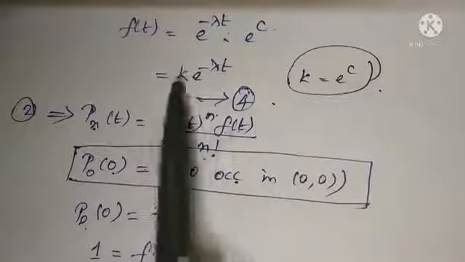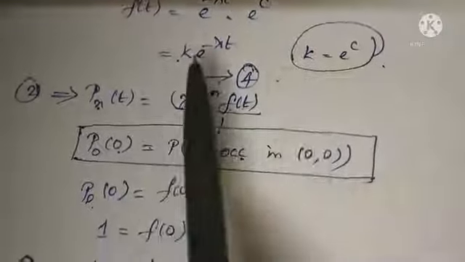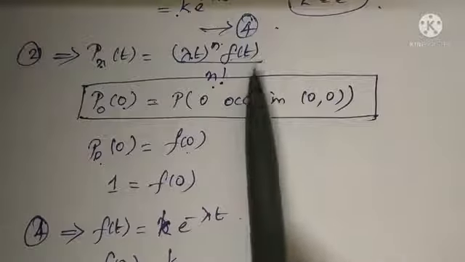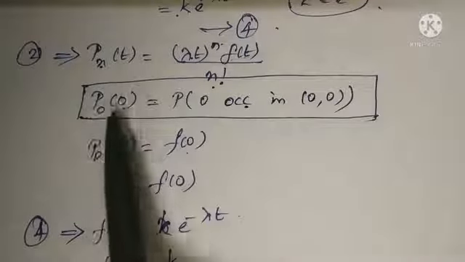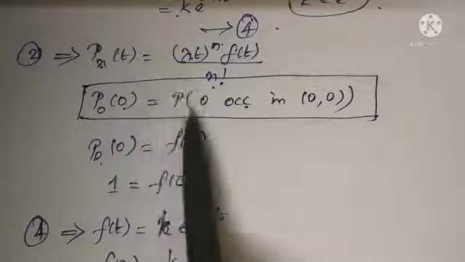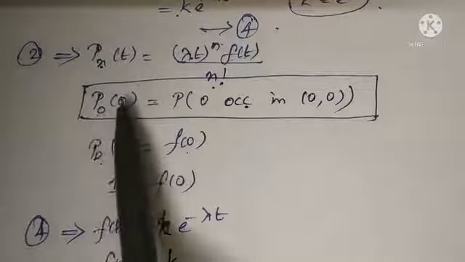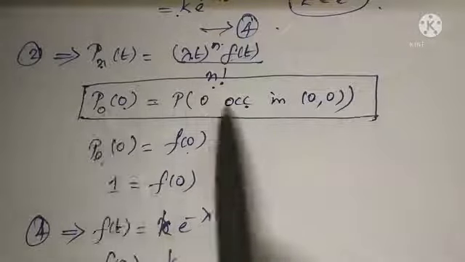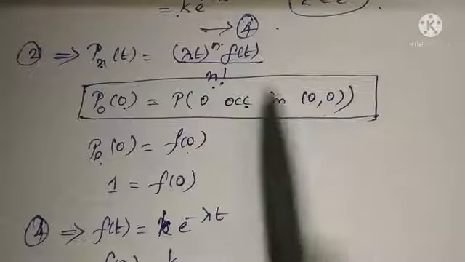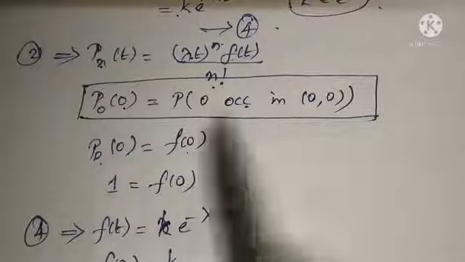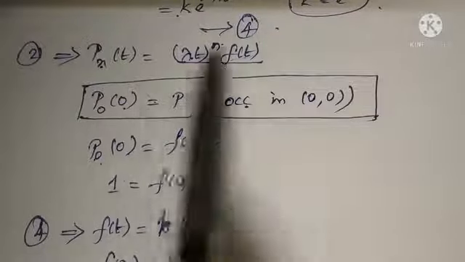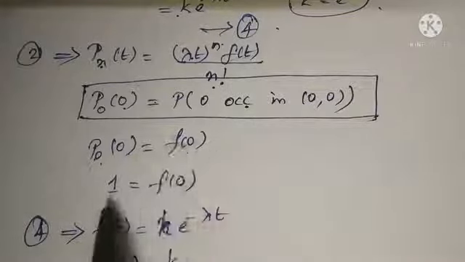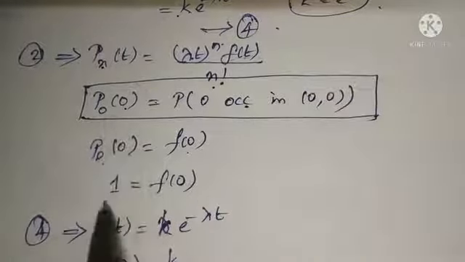If I prove k is equal to 1, proof is over. In order to prove k equal to 1, I consider the solution which I assumed. Now I put n0, t0. The meaning is probability of 0 occurrence in the interval 0, 0, and it is a sure event. There will be no occurrence in the interval 0, 0. So probability is 1. When I substitute 0, n0, t0 on both sides, I get this. So being a sure event, it is 1.